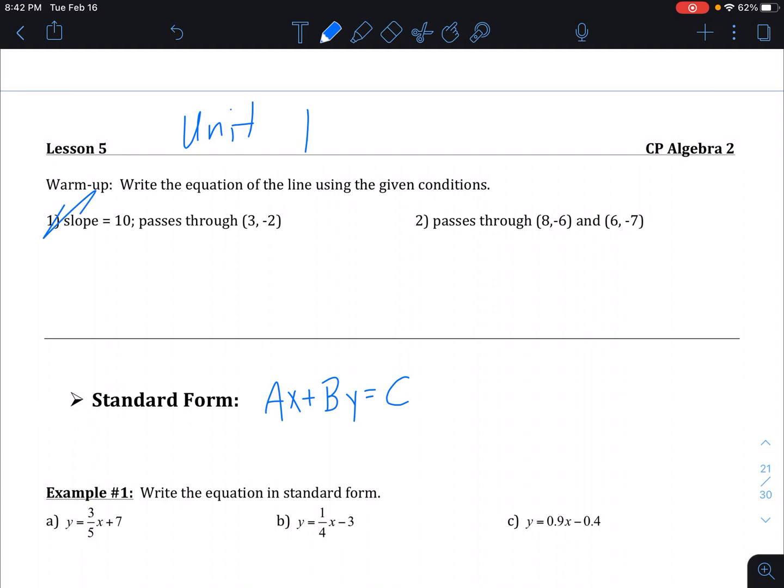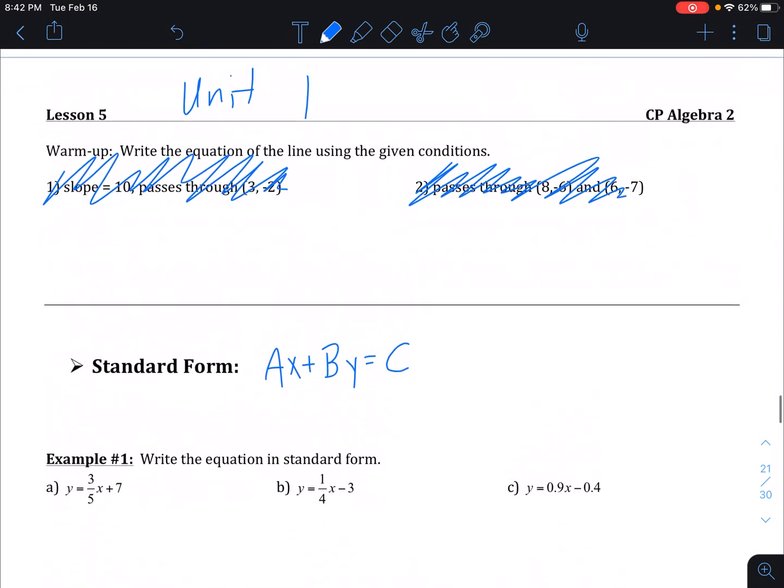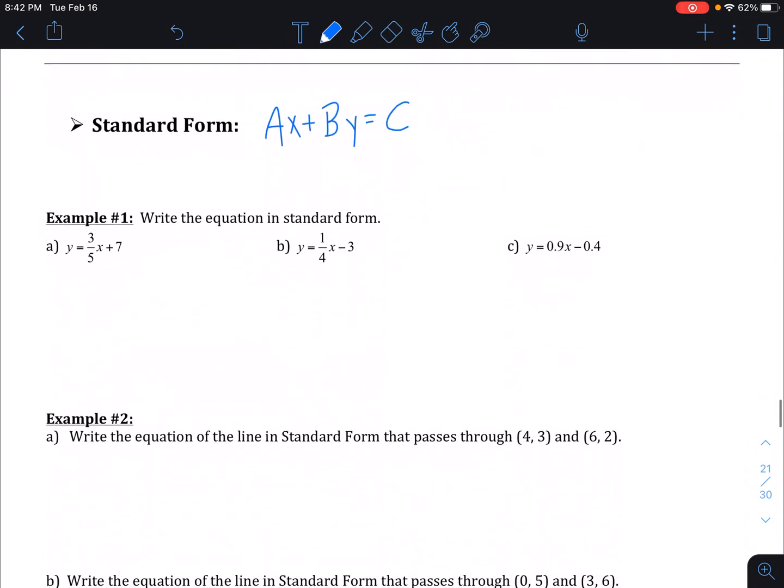We're going to bypass the warm-up. As I've said before, warm-ups are typically when we do things live in the classroom. Alright, so our topic for today, you've actually gotten a little bit of exposure to it. It's called standard form of an equation of a line. So ax plus by equals c forms a straight line.